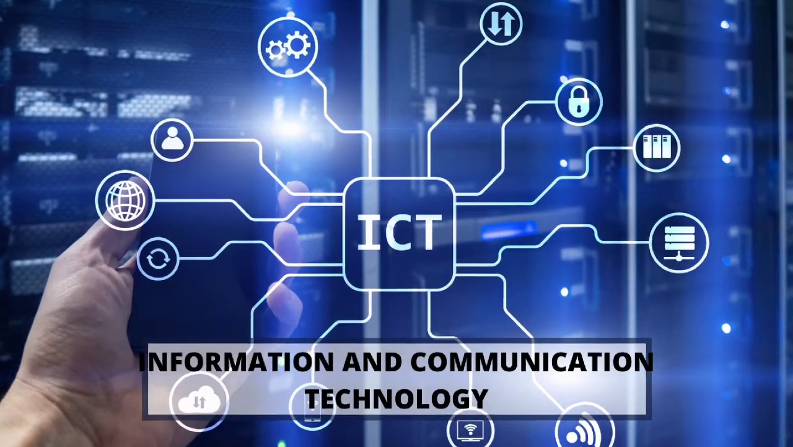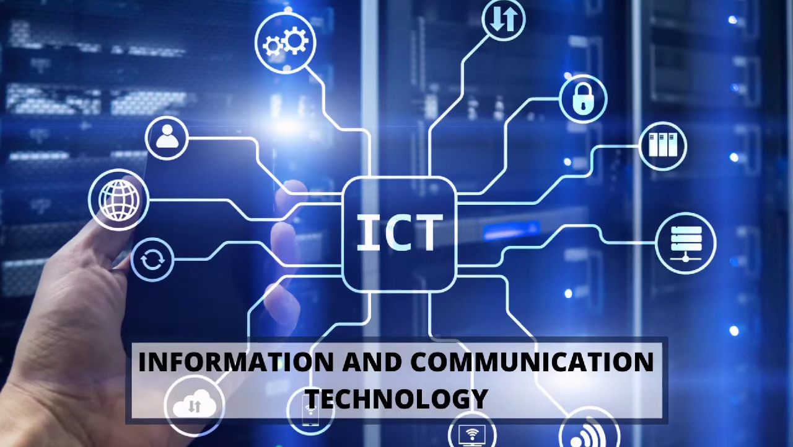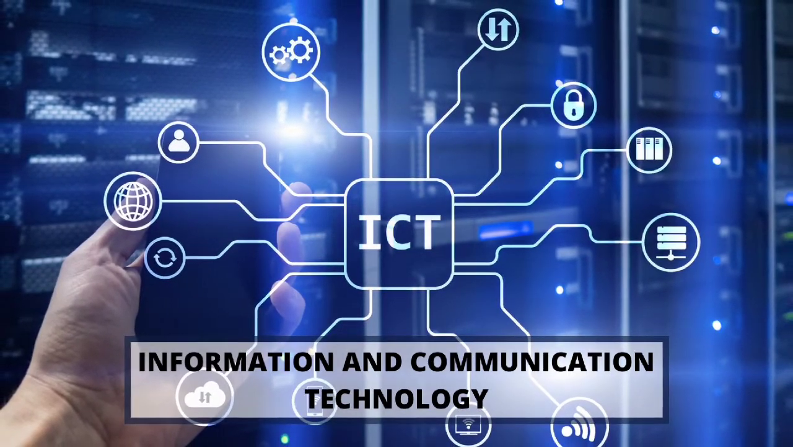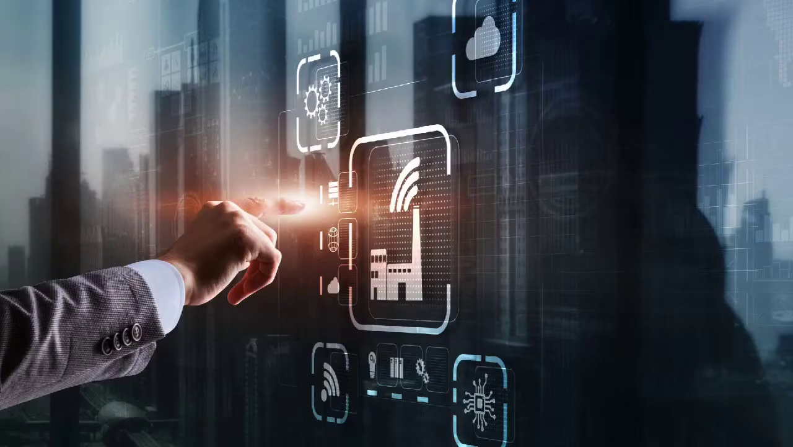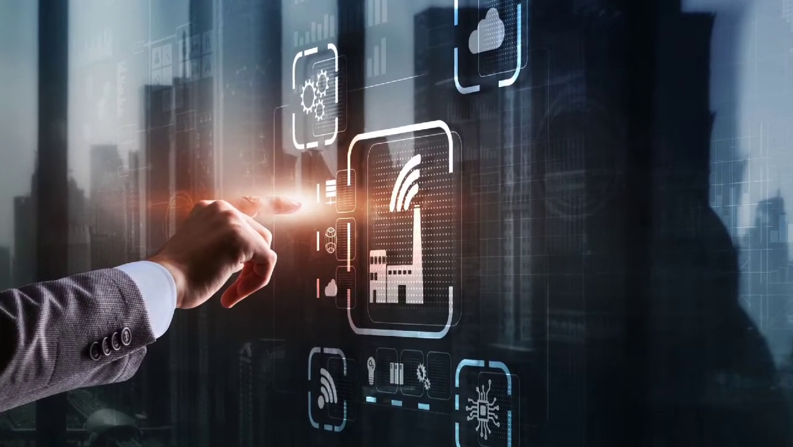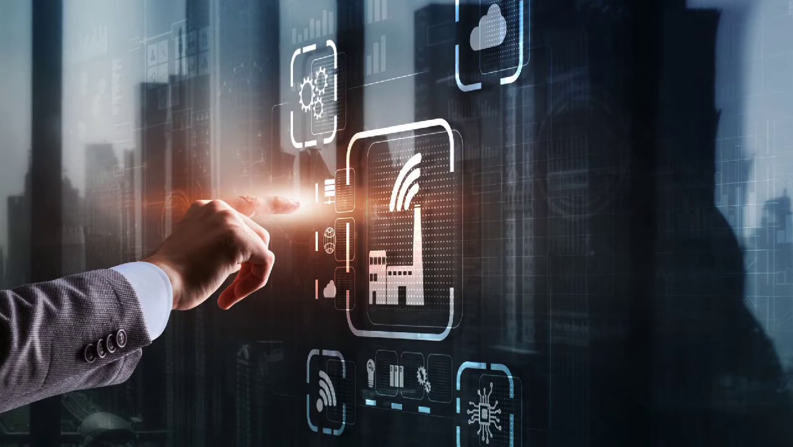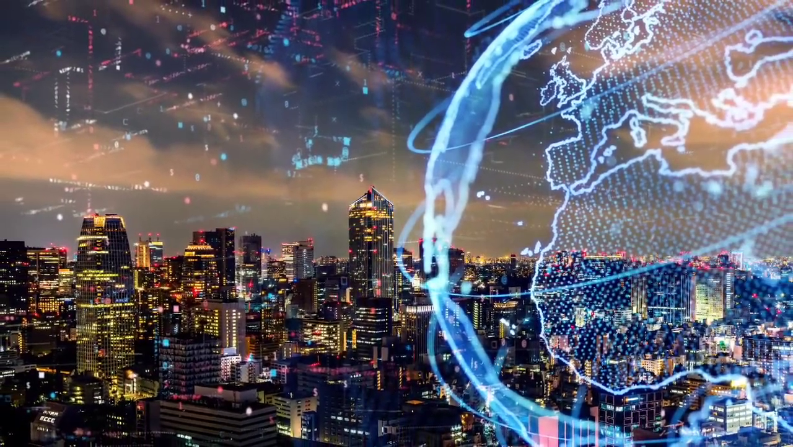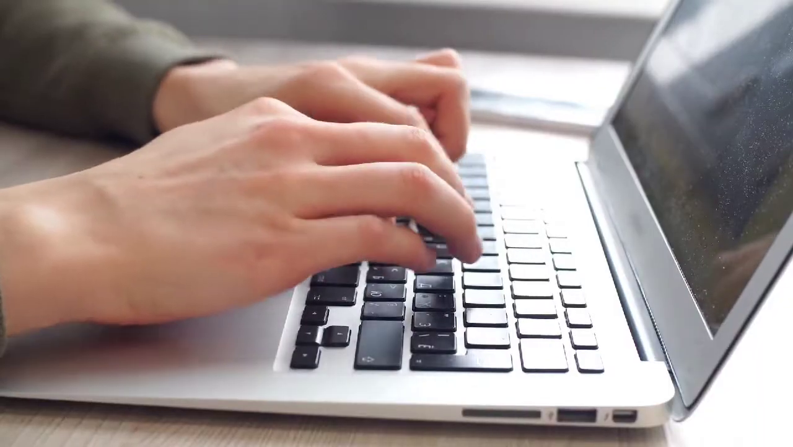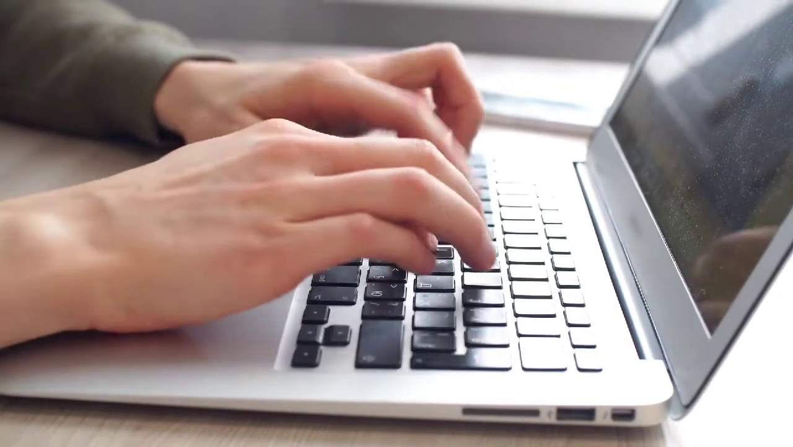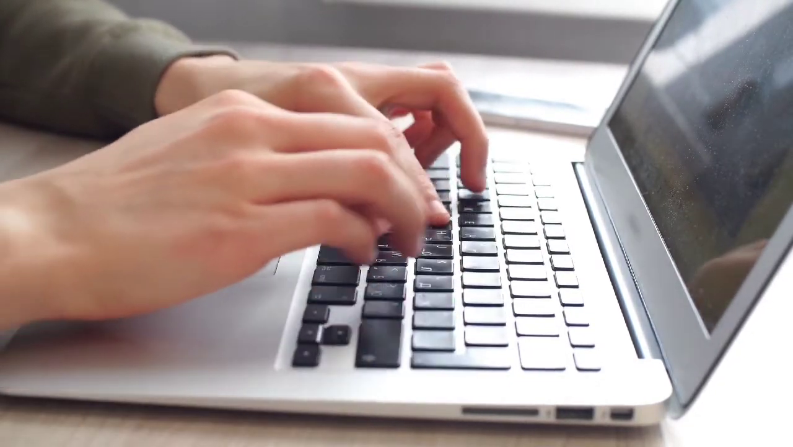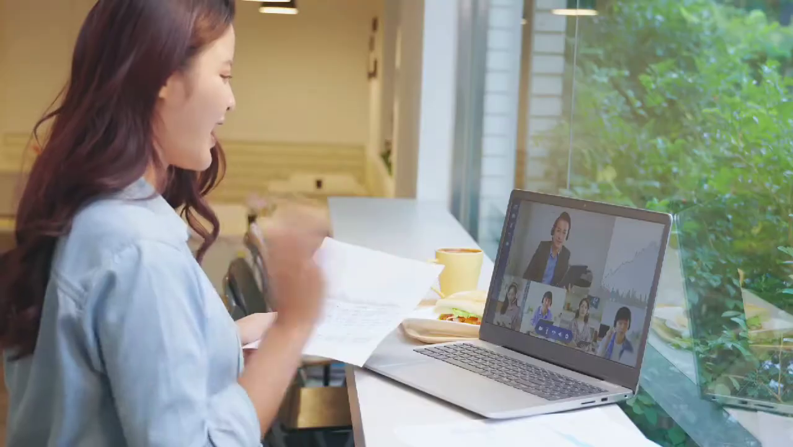So when we say ICT, it means information and communication technology. That's ICT. Now, ICT involves all the technologies for creating, acquiring, storing, processing, communicating, and using information. Now, let us look at some of the uses or application of ICT in our society today.